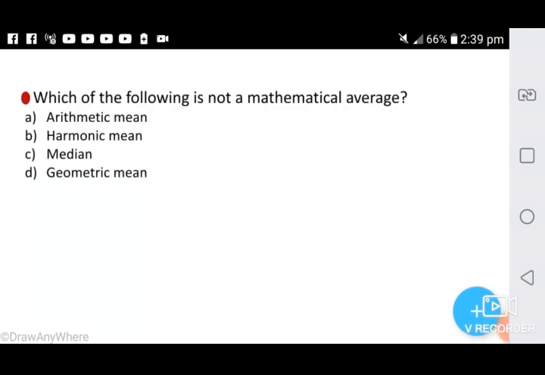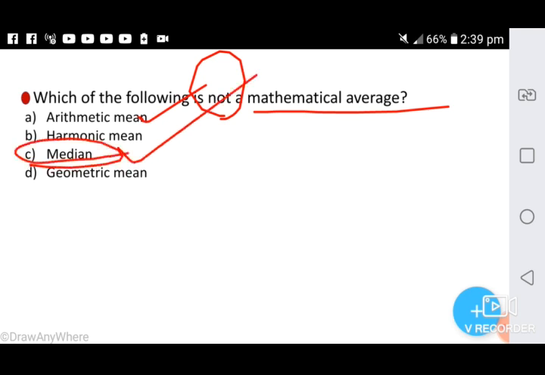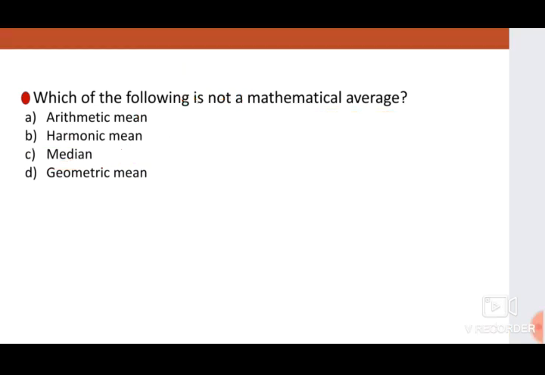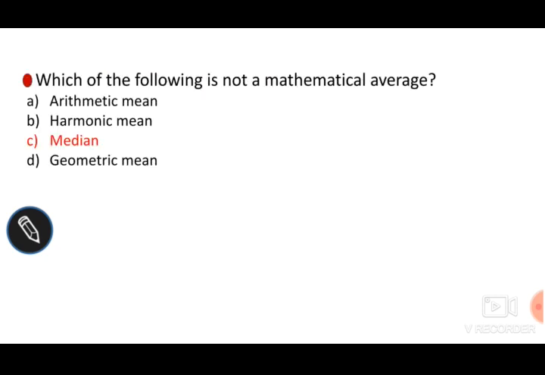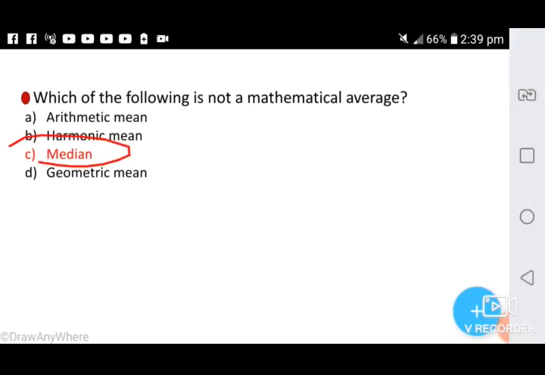Which of the following is not a mathematical average? Arithmetic mean is a mathematical average. Harmonic mean is a mathematical average. Median is a positional average. Geometric mean is a mathematical average. So option C is the correct answer. Median is not a mathematical average.